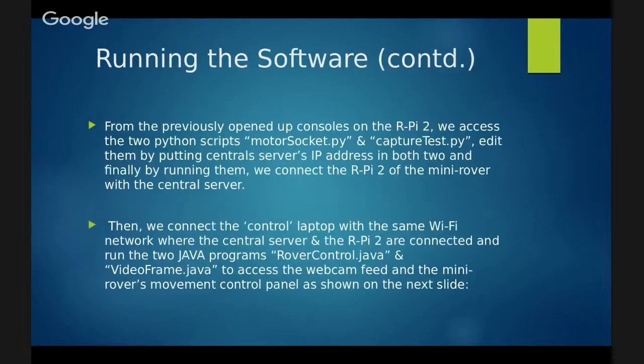From the previously opened consoles on the Raspberry Pi 2, we now access the two Python scripts, capture and test.py, edit them by putting the central server IP address in both scripts, and finally by running them, we connect the Raspberry Pi 2 of the Mini-rover with the central server.